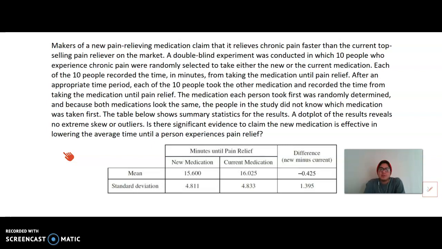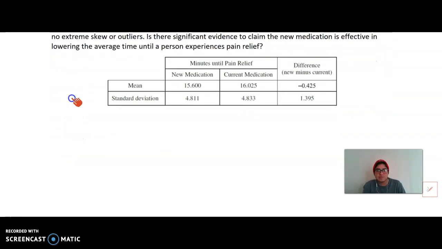The medication each person took first was randomly determined, and because both medications looked the same, the people in the study did not know which medication was taken first. Double blind, or actually single blind. The table below shows the summary statistics of the results, and a dot plot of the results reveals no extreme skewness or outliers. Is there significant evidence to claim the new medication is effective in lowering the average time until a person experiences pain relief?